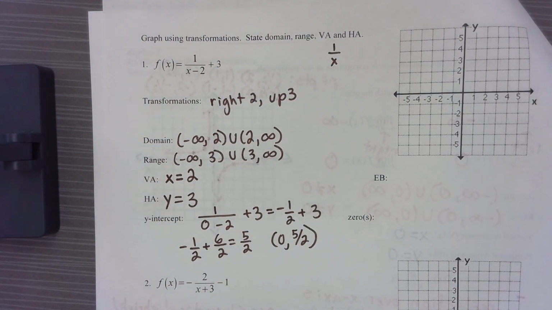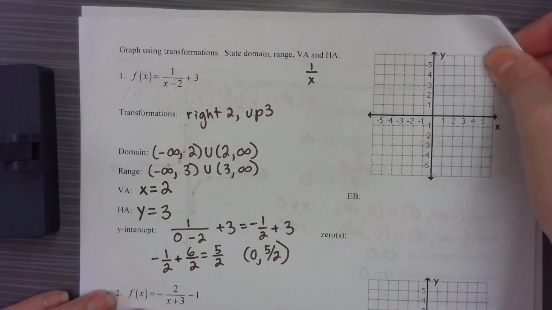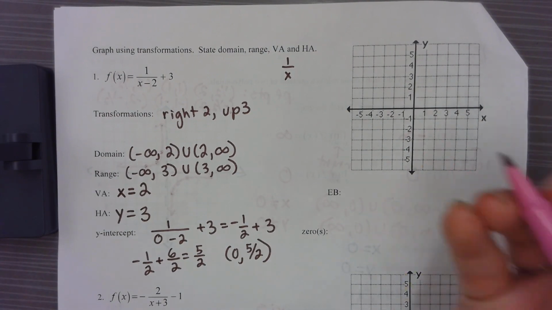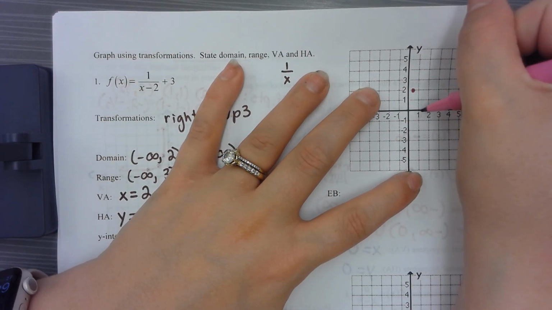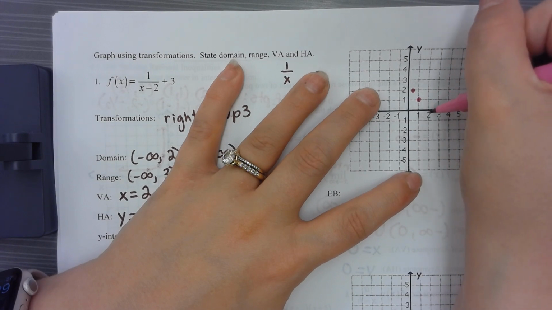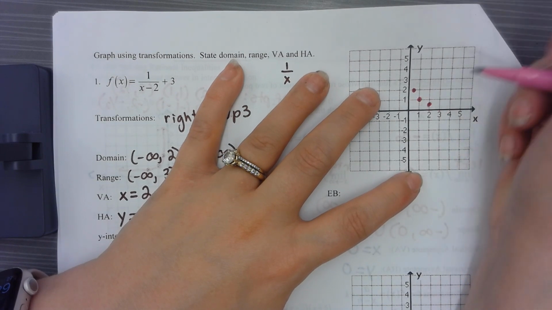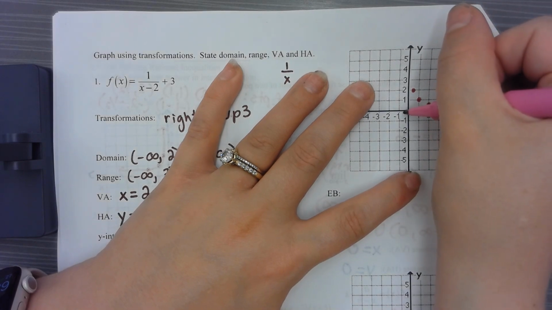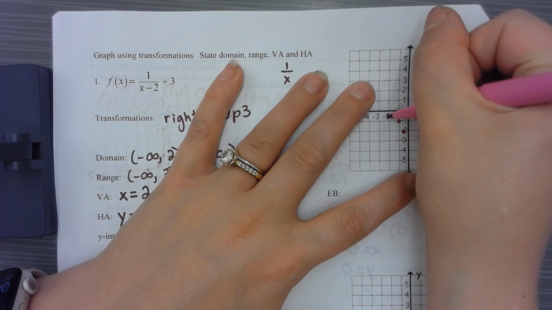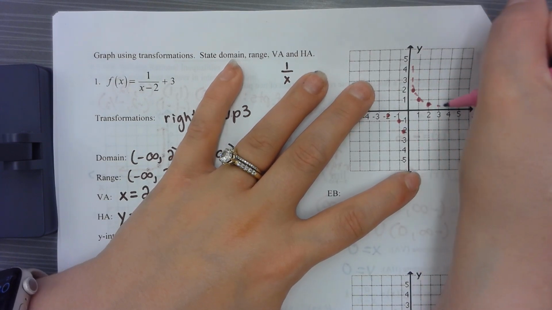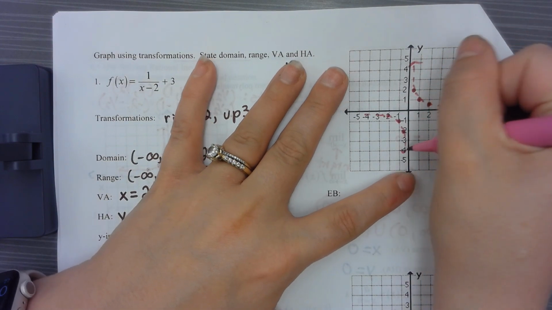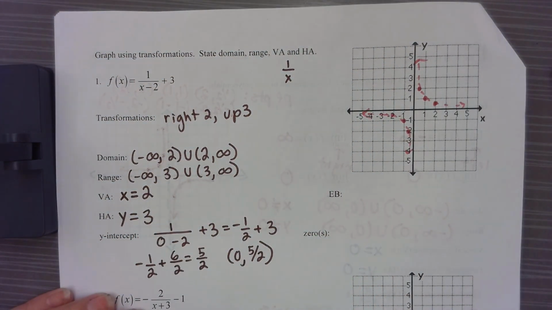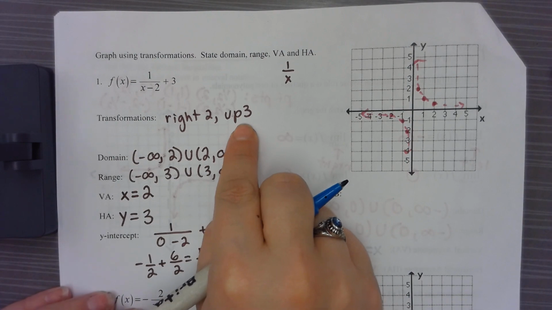Okay, so now let's go ahead and graph it. The parent function has the points 1/2 comma 2, 1 comma 1, 2 comma 1/2, negative 1/2 comma negative 2, negative 1 comma negative 1, and negative 2 comma negative 1/2. That is that parent function. We do need to know that. And then all I'm doing here is taking all of those points and moving them right 2 and up 3.